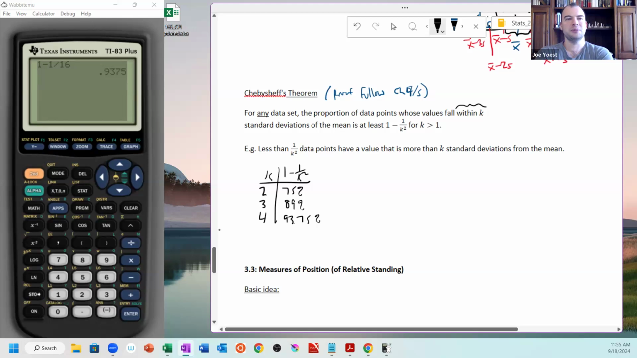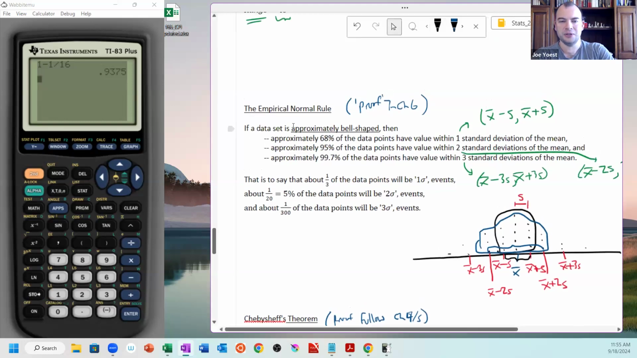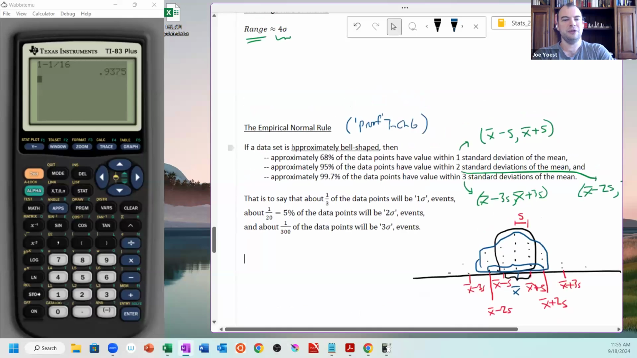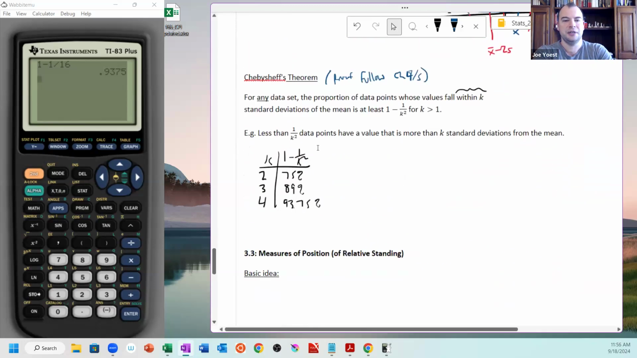So about 94% of the data points are guaranteed to be within 4 standard deviations of the mean. Again, if I can impose normality, or bell-shaped, on this, the 4 standard deviation value is something like 1 in 30,000 or so will be more than 4 standard deviations away. So we can do a lot better than Chebyshev's estimates if we know the data set is bell-shaped. In bell-shaped data, we're very unlikely to have large outliers.